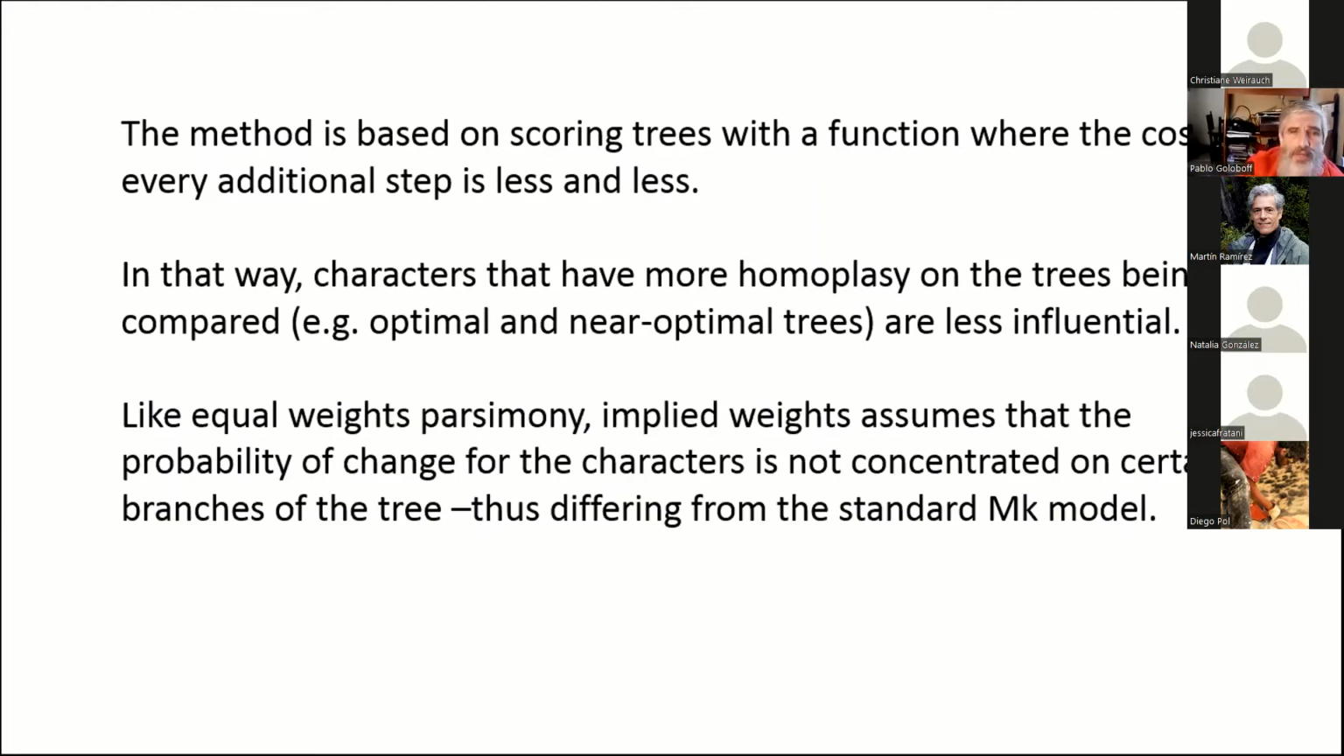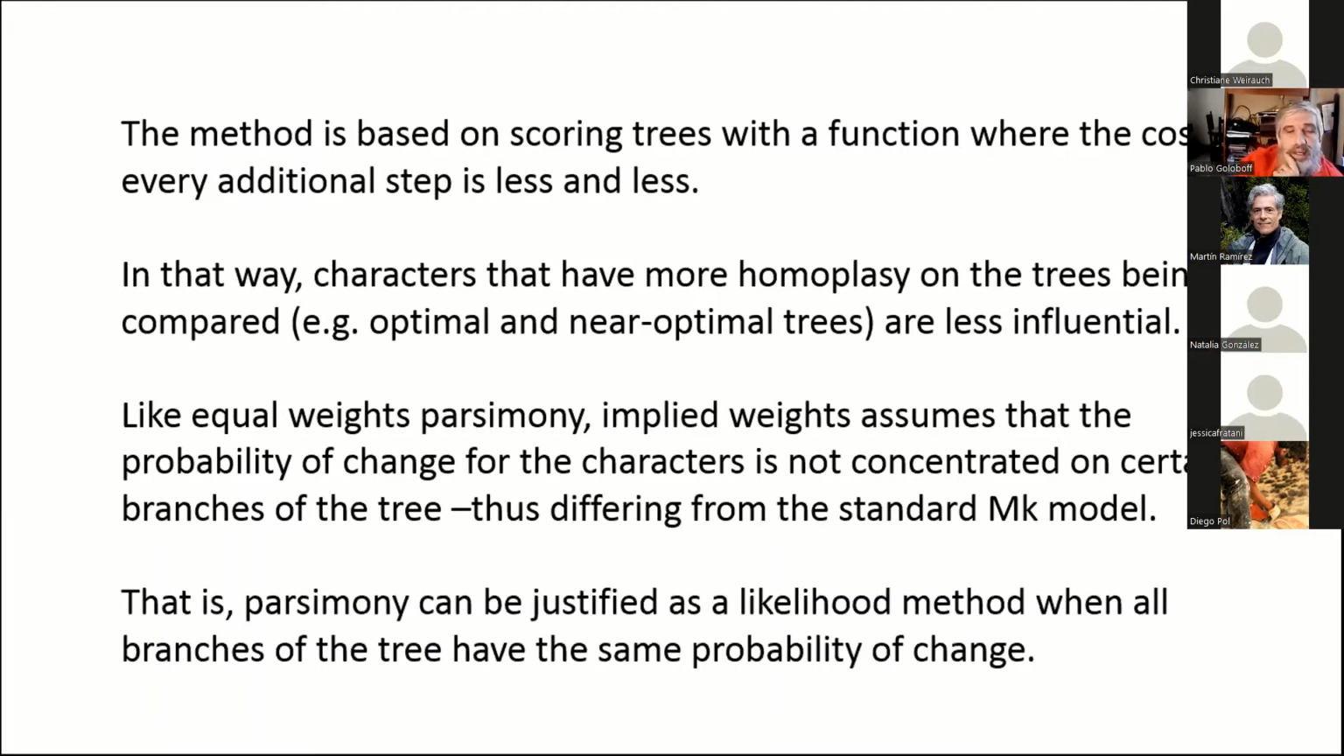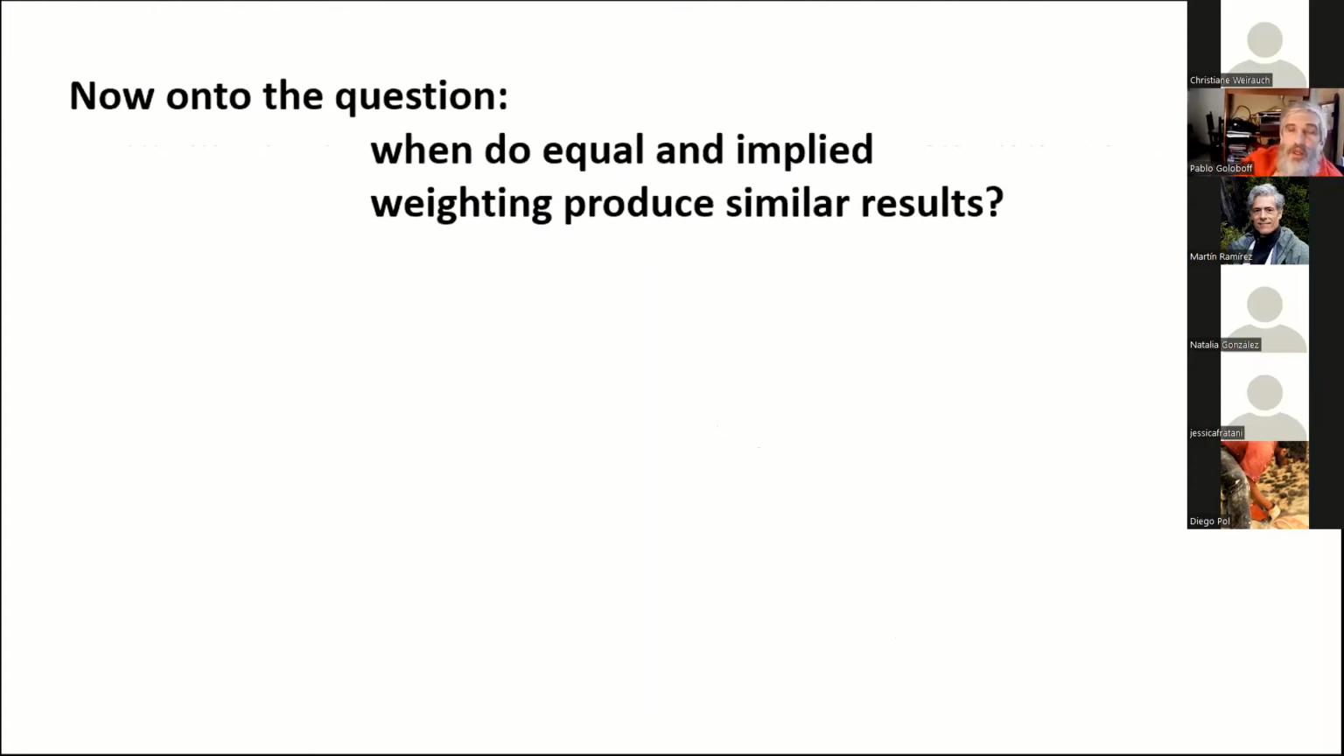Like equal weights parsimony, implied weighting assumes that the probability of change for the characters is not concentrated on certain branches of the tree, thus differing from the standard MK model normally used in maximum likelihood. That is, parsimony can be justified as a likelihood method when all branches of the tree have the same probability of change.